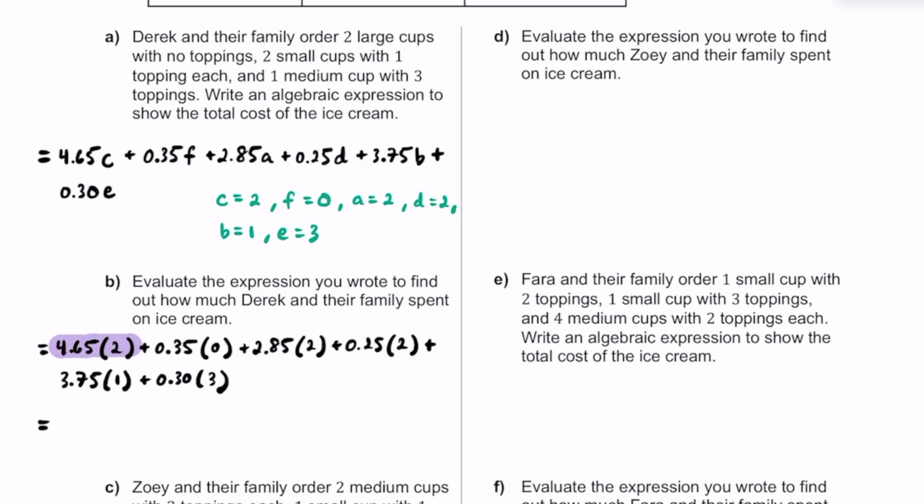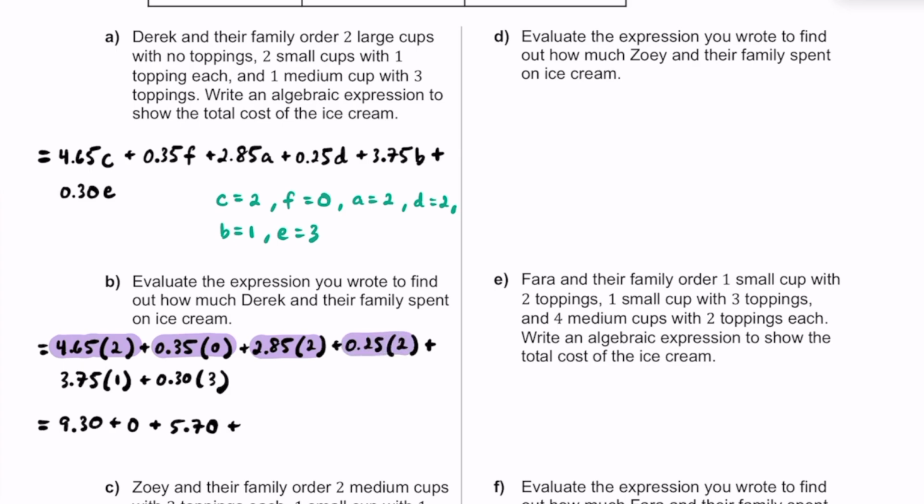So for this part right here, go ahead and throw that into a calculator. Let's see, 4.65, I'm going to do it in a calculator too, just to make sure it's correct, times 2 is going to be 9.3, or $9.30. Plus this next part here, this is 35 cents times 0, so we're going to add 0 onto that. And then for this next part, 2.85 times 2, that's going to be $5.70.